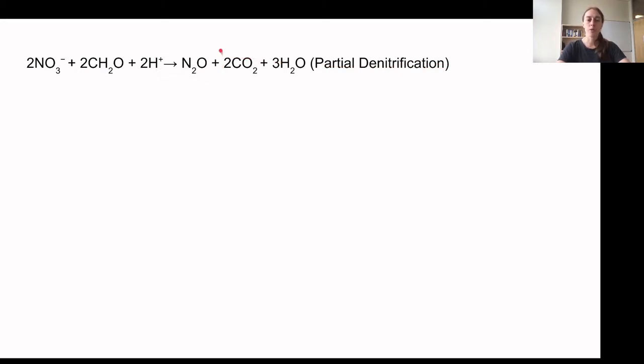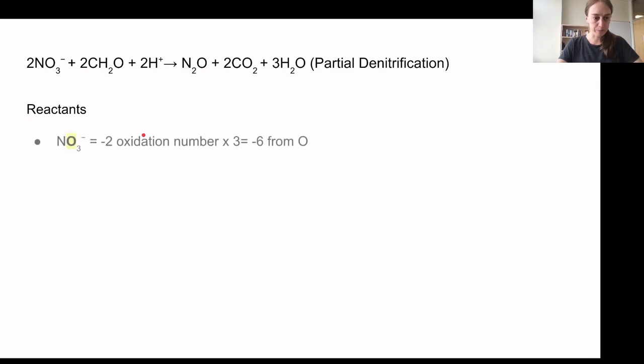As most of you know, CO2 and nitrous oxide are greenhouse gases, but nitrous oxide is a particularly potent greenhouse gas, so we generally do not want partial denitrification to occur, preferably. It gets all the way to N2 gas, but that is not always the case. Okay, so we are going to step through how this works, and the first thing that we need to do is figure out the oxidation number of each of the reactants.